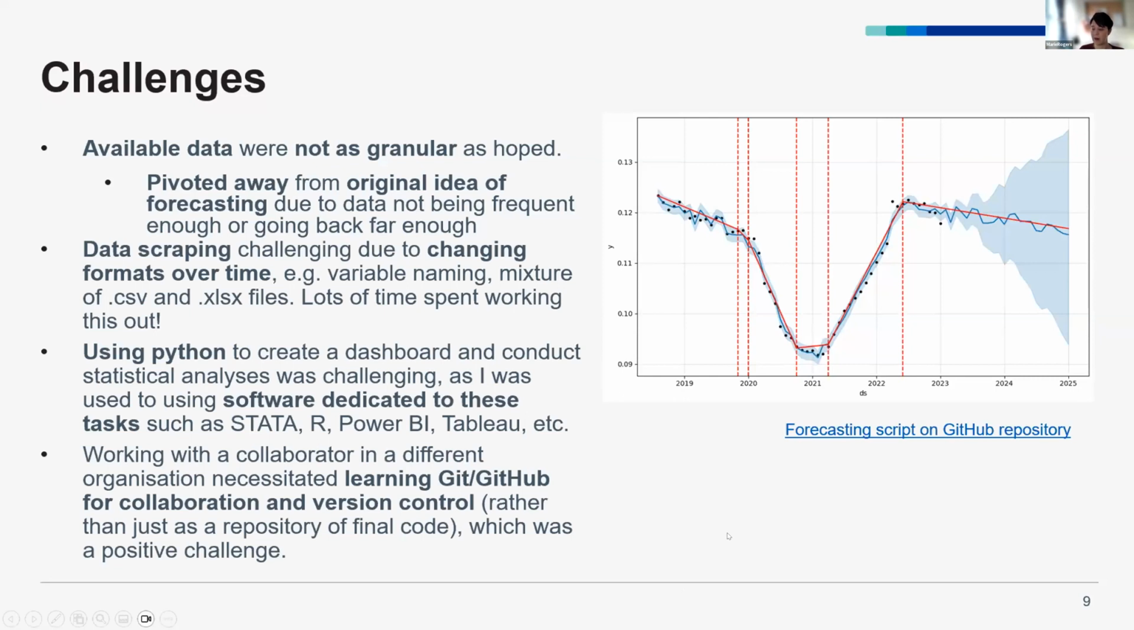And then finally, working with a collaborator, Richard, was really useful and brought a really great perspective to this work. And it also required that I learn GitHub, not just for publishing the code, but for collaboration, version control, things like merging our edits. I really took a lot away from that.